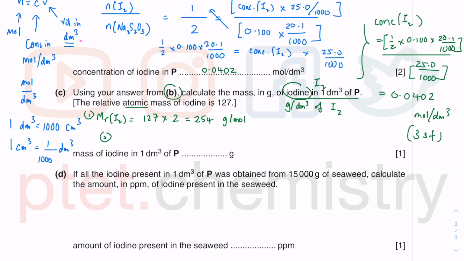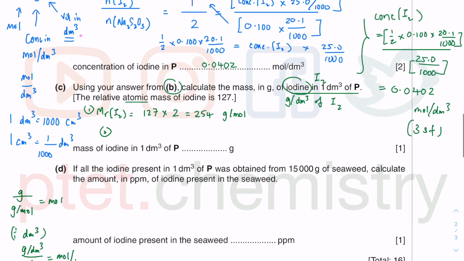I also know from my formula that gram divided by gram per mole is equal to mole. If I divide both sides by dm cube, I get gram per dm cube divided by gram per mole. The bottom doesn't change, but the top becomes gram per dm cube, and the right hand side becomes mole per dm cube. All I want is the mass per dm cube. So the mass of iodine in 1 dm cube of P, moving the gram per mole up, is gram per dm cube for iodine.